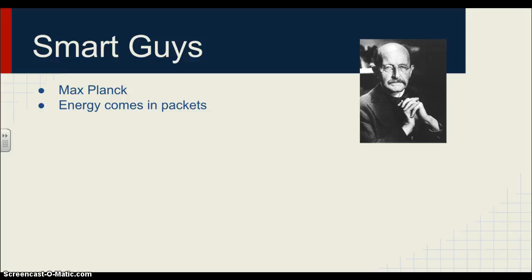He said, what if energy is the same way? Energy isn't continuous, but it comes in certain packets. There's a certain lower level of energy that you can have. And I'm going to call these quantum. It's the minimum amount of energy that can be gained or lost by an object. And it worked for his theoretical calculations that he was doing.